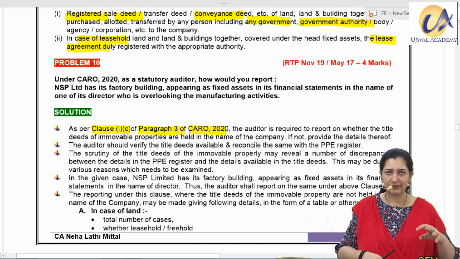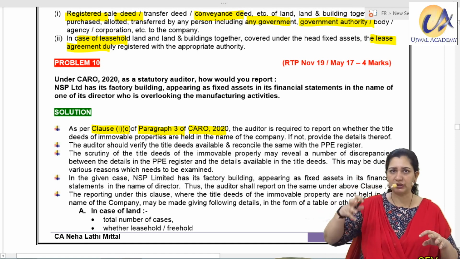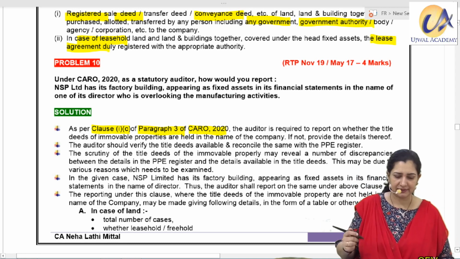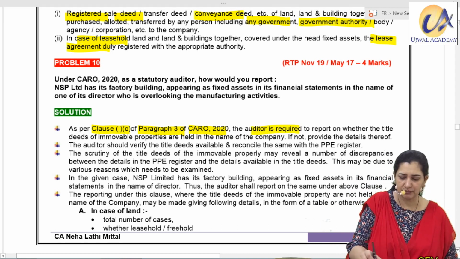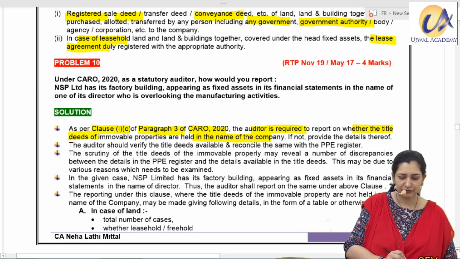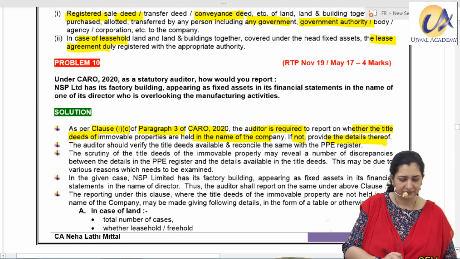Okay, so Caro 2020, we know para 3 has got all the 21 points. Clause 1 and C, third point in that. The auditor has to report whether there is a proper title deed in the name of the company. If not, give the details, right? So this is what we have.